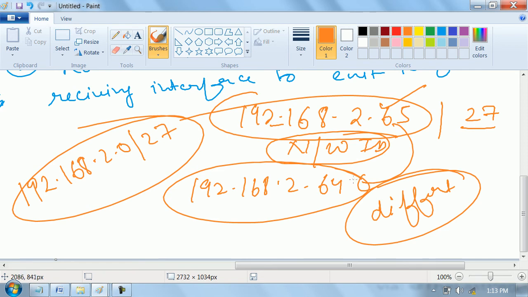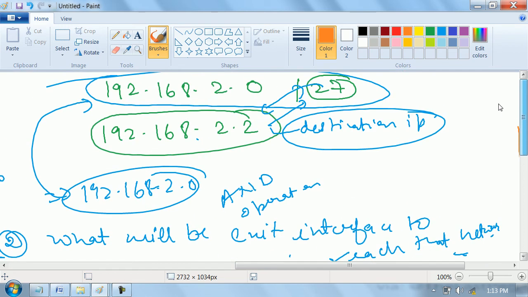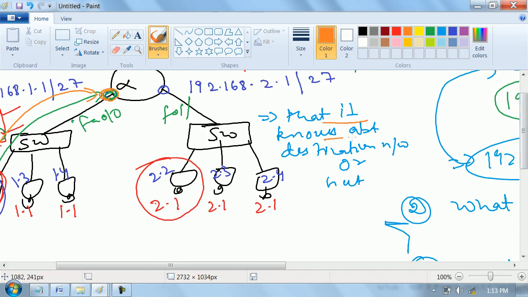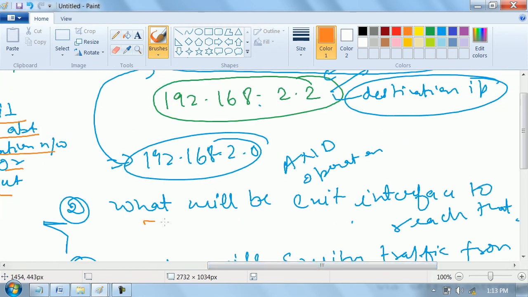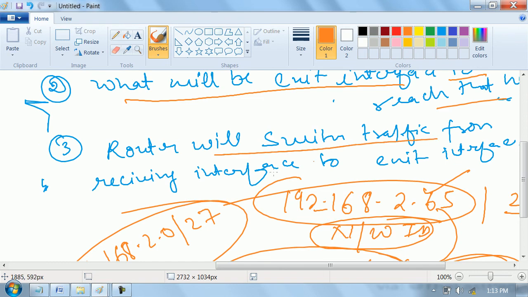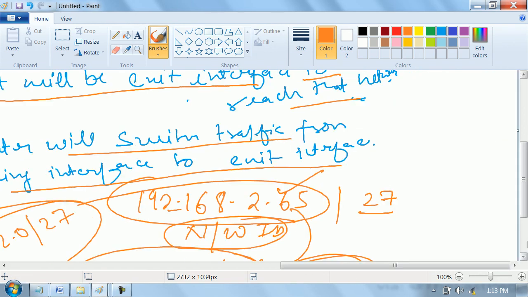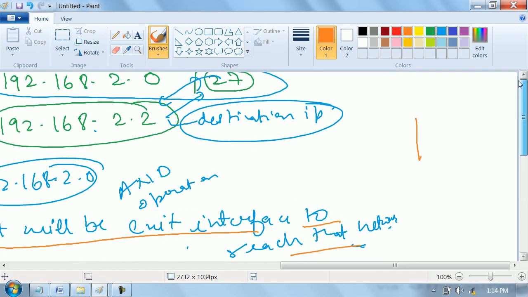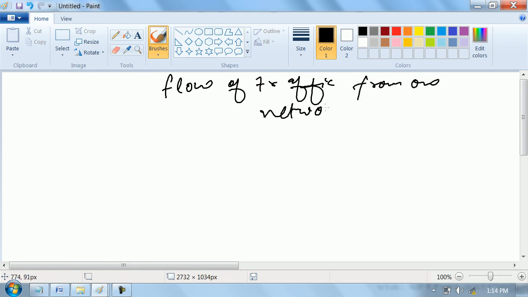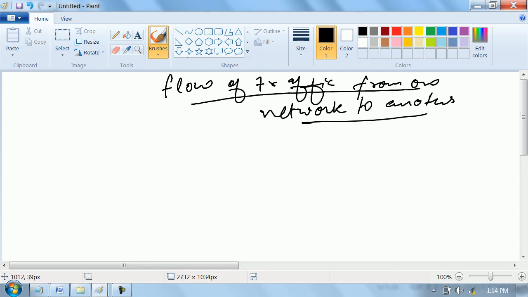दिस थिंग इज क्लियर? तो तीन स्टेप क्या है राउटर के काम करने के? पहला। Yes, पहला स्टेप: दैट इट नोज अबाउट डेस्टिनेशन नेटवर्क, और सेकेंड: टू रीच द नेटवर्क, थर्ड: राउटर विल स्विच ट्रैफिक फ्रॉम रिसीविंग इंटरफेस टू एग्जिट इंटरफेस। Any problem? Now guys, let's talk about overall flow. Fine.